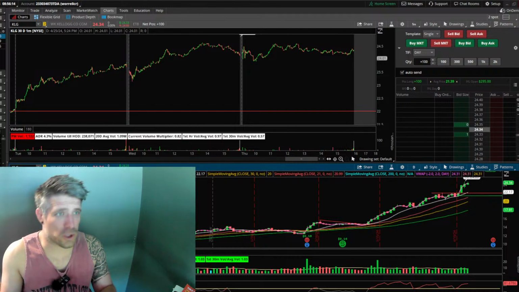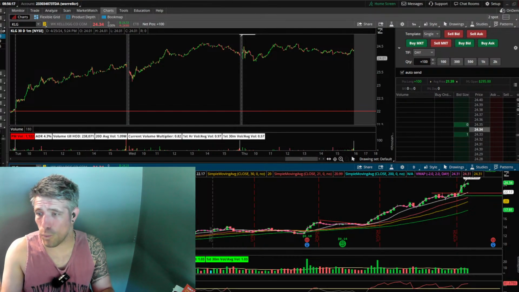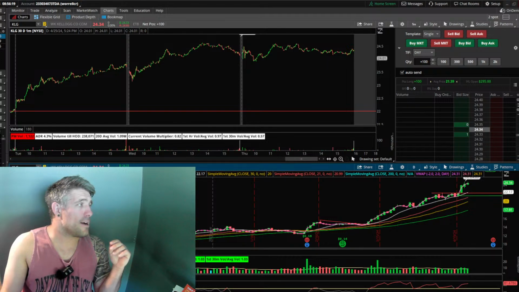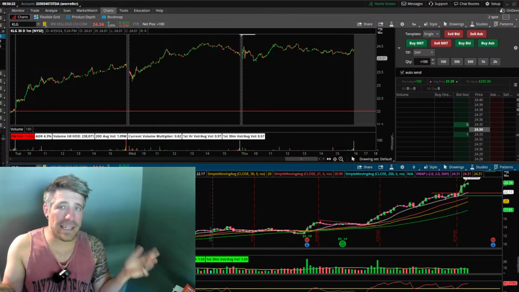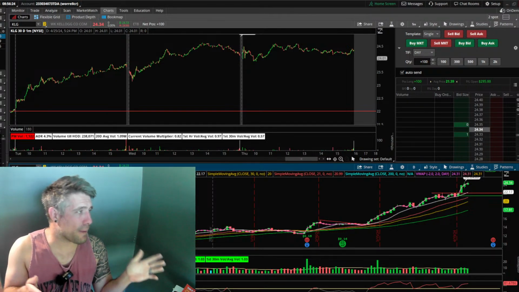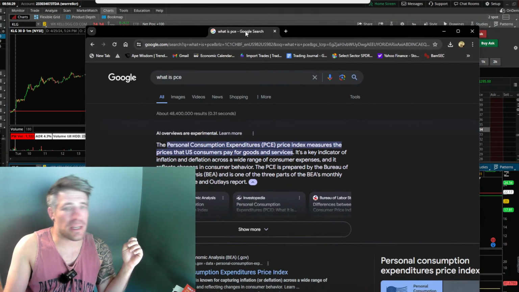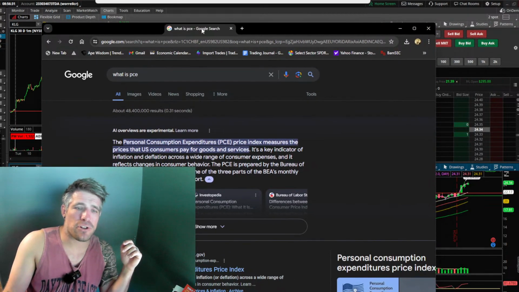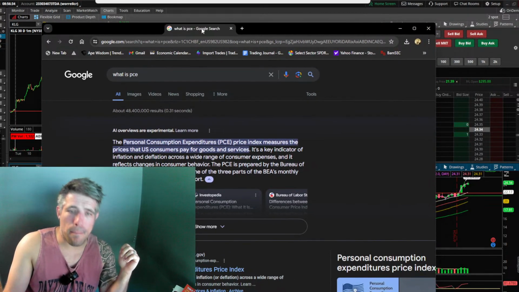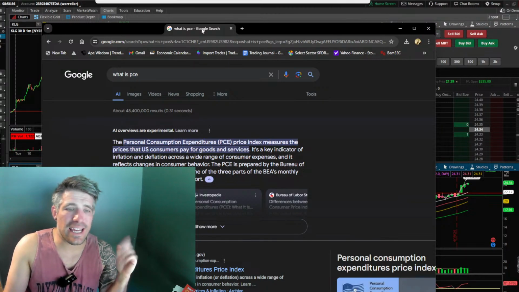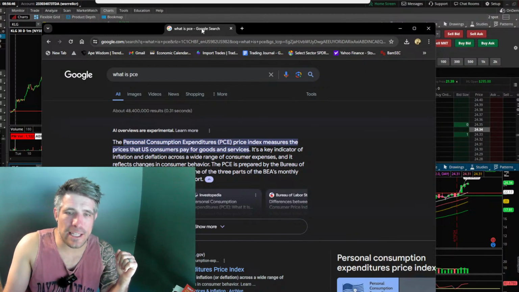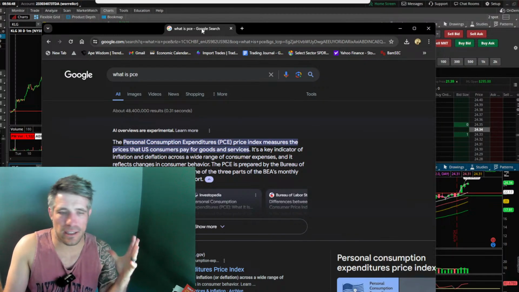We're going to use Google, which we'll talk about real soon because they were a rip tater chip to the north side today. The personal consumption expenditure, or PCE, price index measures the prices that U.S. consumers pay for their goods and services. It's a key indicator of inflation and deflation across a wide range of consumer expenses, and it reflects changes in consumer behavior. The PCE is prepared by the Bureau of Economic Analysis, okay?